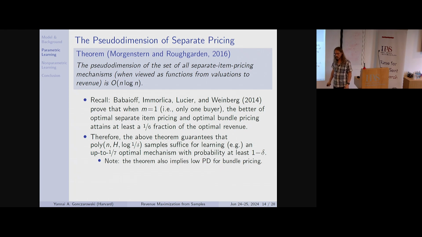Note, if you were really careful, you would tell me, well, this shows that you can optimize over separate item pricing without overfitting. What about optimizing over bundle pricing? And I will tell you, just like Sergio did yesterday, bundle pricing, what does it mean? It means you take all of the items, you put them in the sack, and you say this is a single item that I want to sell to you. So this actually implies low pseudo dimension also for bundle pricing. So this is the only thing I need to prove to you.